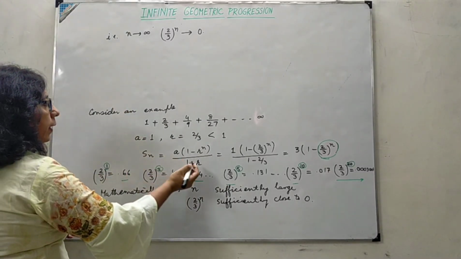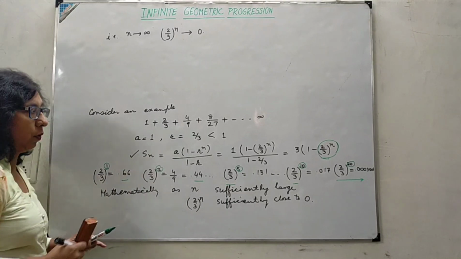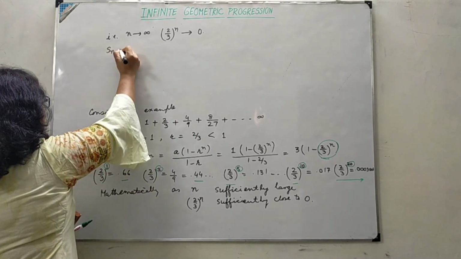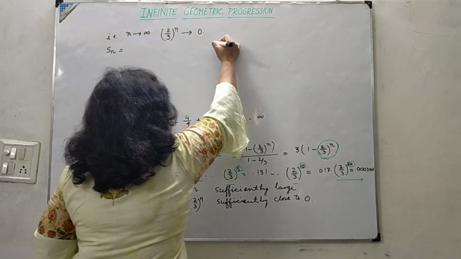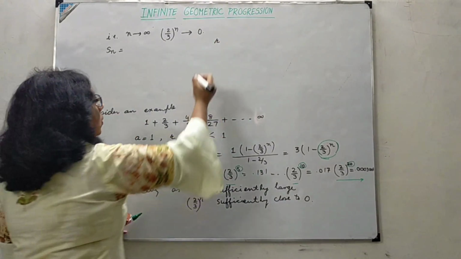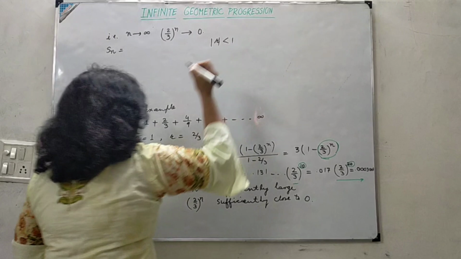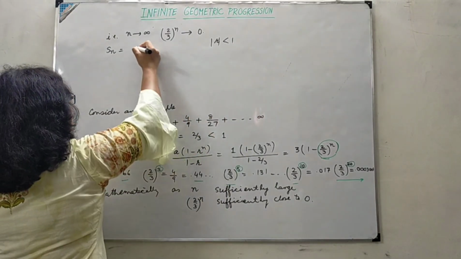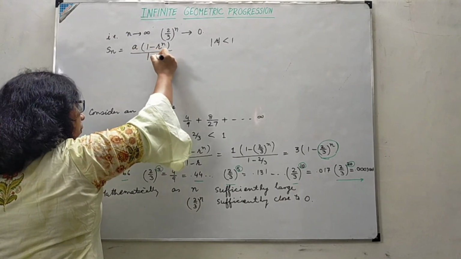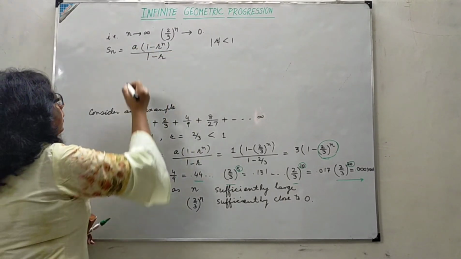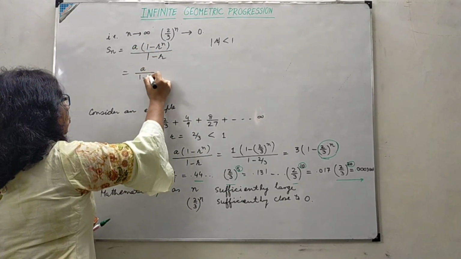That means if I take this formula Sn, in that case also, if we have this r, the common ratio, whose modulus is less than 1, then a into 1 minus r to the power n upon 1 minus r, in that case, I can break it into two terms.